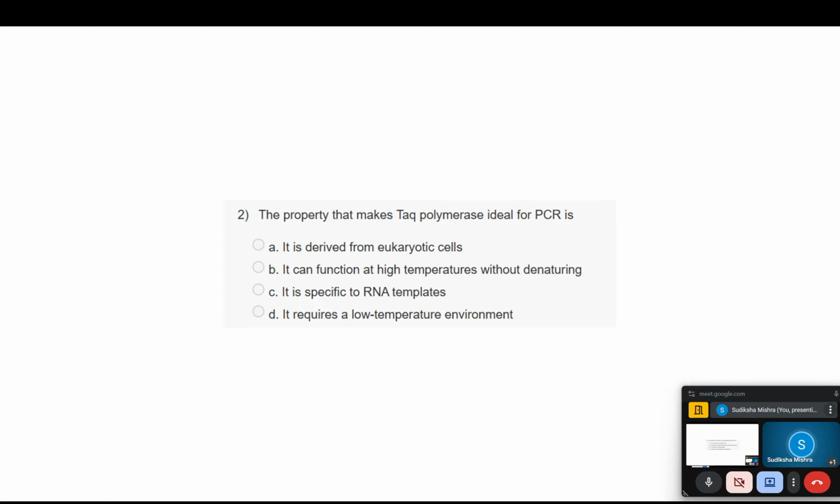The property that makes Taq polymerase ideal for PCR is that it's derived from eukaryotic cells, it can function at high temperatures without denaturing, it is specific to RNA templates, or it requires low temperature. It is stable at high temperatures. I don't think we discussed PCR, but in PCR the steps are denaturation, annealing of the primers, and elongation. So the denaturation occurs at very high temperatures. Because of this, if the enzyme, the polymerase, is not stable at high temperatures, it won't be able to do its polymerase action.